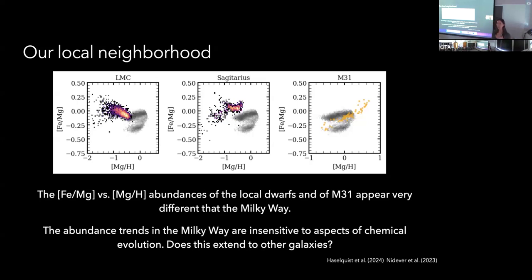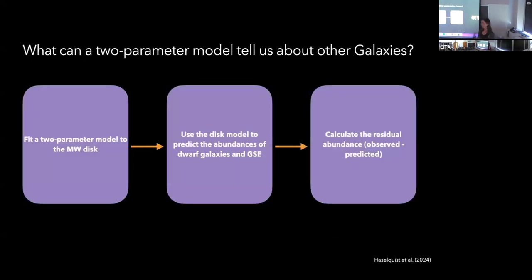But LMC, Sagittarius, GSE, which isn't a dwarf, but we can select the GSE stars in our halo, which probably was an accreted structure that fell into the Milky Way and treat that as a different stellar population than the Milky Way. And we can try and understand if the abundances of these populations fit within our Milky Way model. So we can fit a 2-parameter model like the ones that I've discussed to the Milky Way disk, apply those fits to the dwarf galaxies.